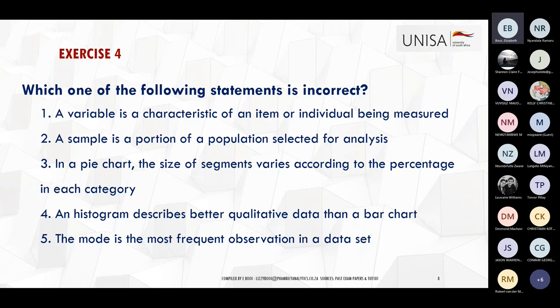Get the next one. Which one of the following statements is incorrect? We're looking for the incorrect statement. A variable is a characteristic of an item or individual being measured. A sample is a portion of a population selected for analysis. In a pie chart, the size of the segment varies according to the percentage in each category. A histogram describes qualitative data better than a bar chart. The mode is the most frequent observation in a data set.